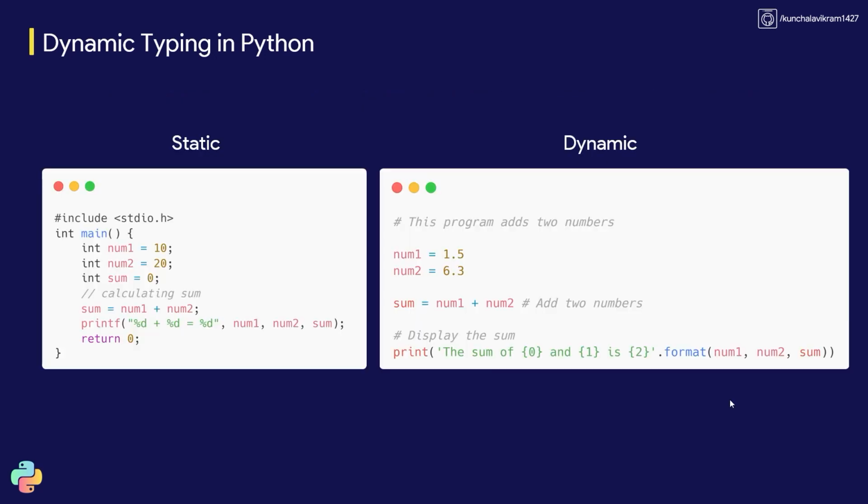So this is a difference between statically typed and dynamically typed. So you can see num1 is 10, num2 is 20, so we need to declare them as integers here. But in case of Python, you don't have to do this because Python does this checking during the runtime, and then the type of the variable is allowed to change, right?